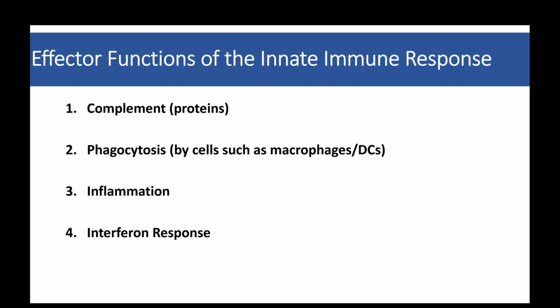And so what actually happens there? Well, we can get activation of complement. We can get phagocytosis. So we can get direct action and direct ingestion of these bacteria by phagocytes. We can get inflammation. And then finally, we can also get an interferon response. So let's talk about each of these and characterize them as well.